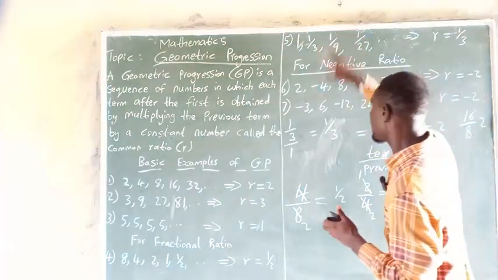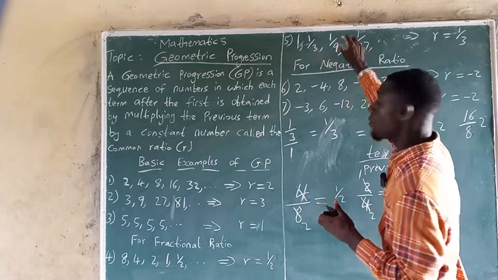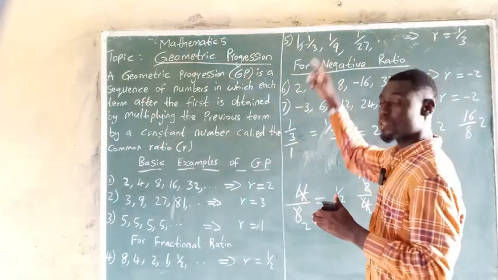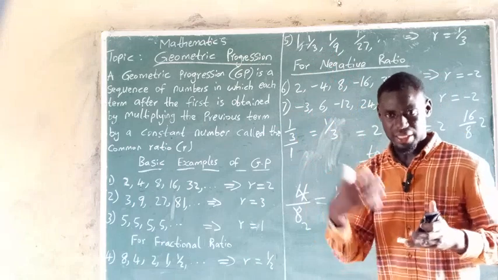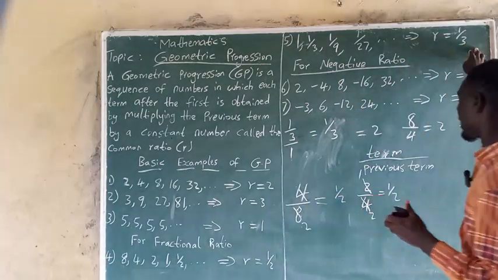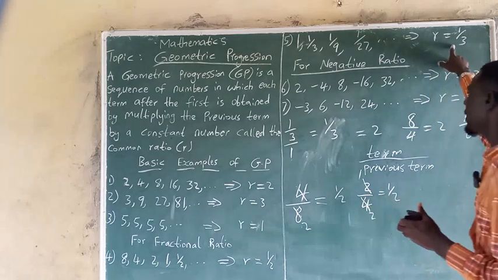The same thing you do here now. If you have this divided by this, how many times can 3 go into 9? It will be 3, right? 3 times 3 is 9. So you still have 1 over 3. That is why the common ratio here is 1 over 3.